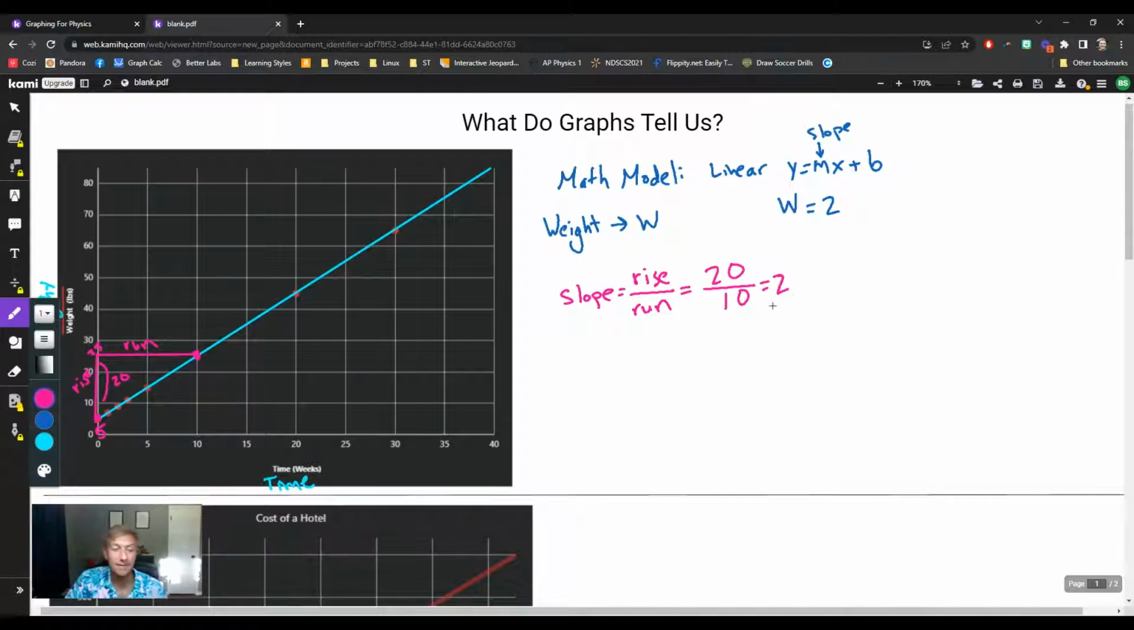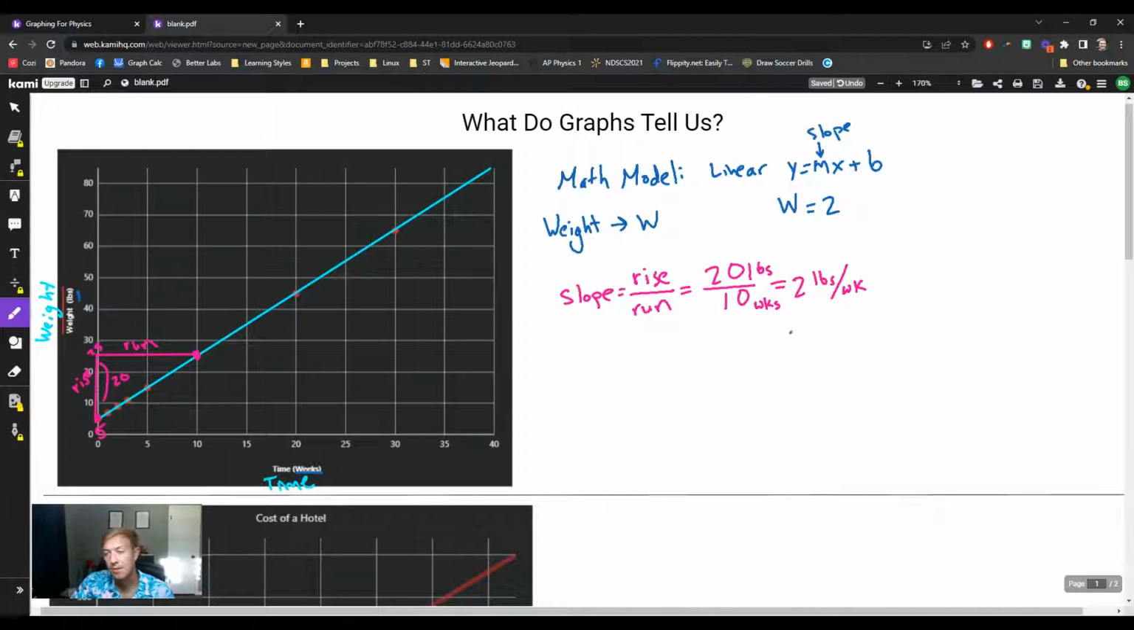2 by itself doesn't have meaning. We give things meaning by giving them units. So 20, my rise, is measured in pounds. So it's 20 pounds over 10 weeks. So therefore, my slope is 2 pounds per week. In my math model, I don't need to write that out, but it's important to know that my slope is the y unit over the x unit, pounds over weeks. The y unit, pounds, over the x unit, weeks, pounds per week.